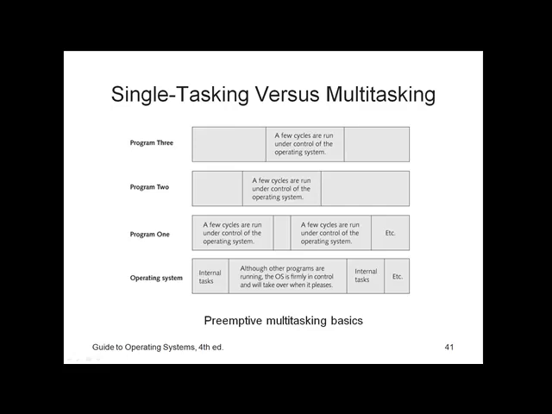In this diagram, we attempt to show how preemptive multitasking works. The operating system is responsible for the internal tasks, and it will continuously run while other programs are running a few cycles at a time under the control of the operating system.